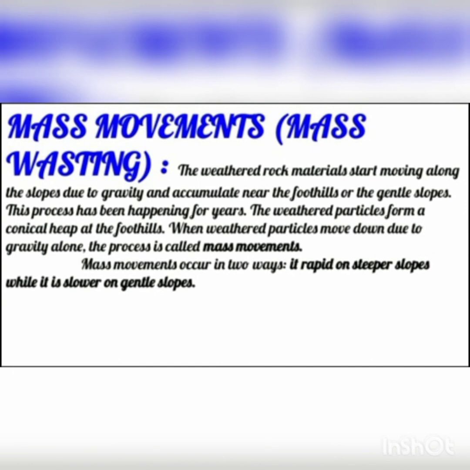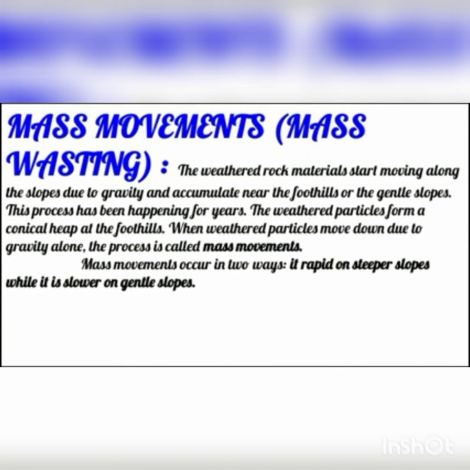So the weathered materials, the rock materials, start moving downslope because of gravity, and they gather near the foothills or the gentle slopes. This process has been happening continuously for years. The weathered particles form a conical heap at the foothills. Whatever weathered particles come down form a conical heap, collecting in a conical shape at the foothills.